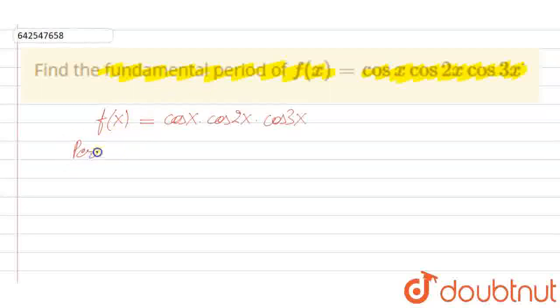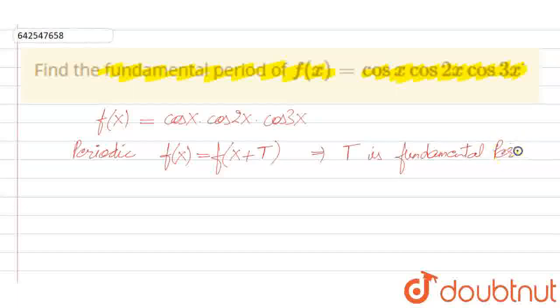Now, periodic functions are like this: periodic functions have f of x is equal to f of x plus T. Here T is the fundamental period. T is the fundamental period if T is the lowest value possible for which f of x is equal to f of x plus T. So then T would be said to be the fundamental period.